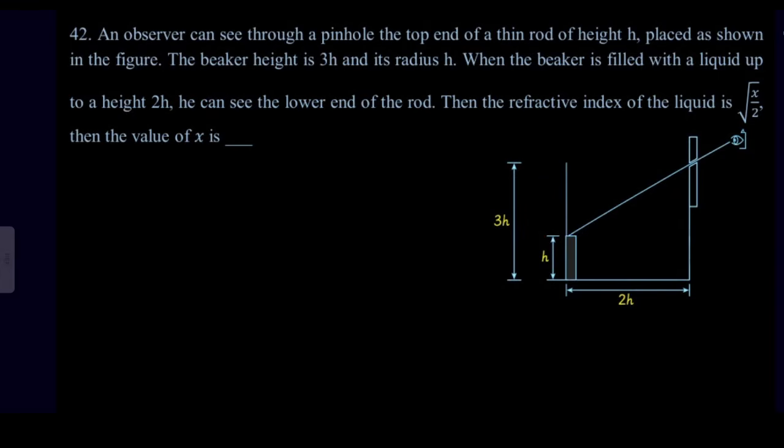Sir, when he sees through the pinhole, you can see the top of the rod, and the beaker height is 3h and its radius is h. When it's filled with a certain amount of liquid, you can see the bottom end of the rod, and we have to find the refractive index. Yes. So basically, initially the person is observing from here. So here he is able to see the top of the rod. He is able to see it when no water is filled.